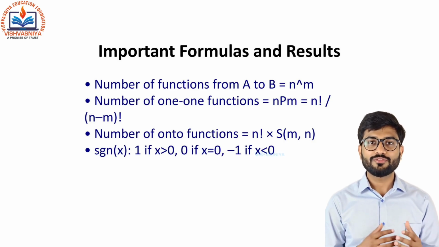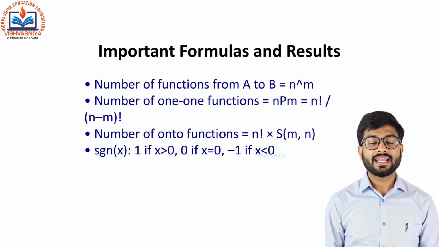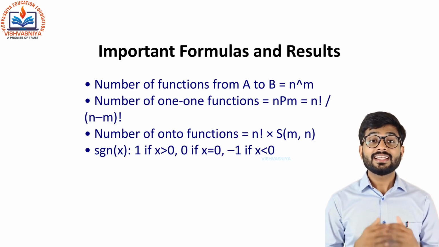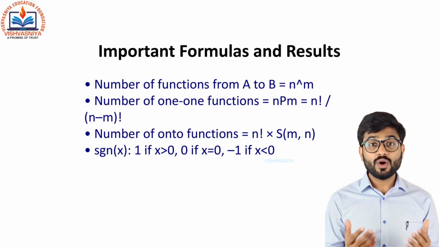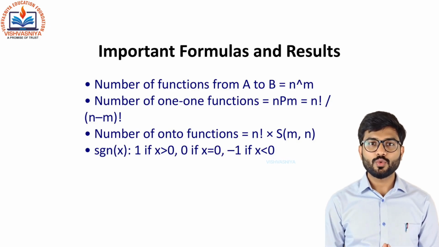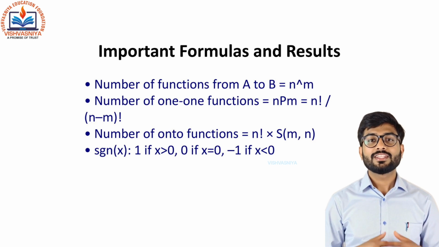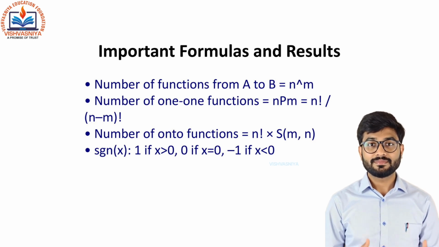Greatest integer of x means the largest integer less than or equal to x. Fractional part of x equals x minus greatest integer of x. Signum of x equals 1 when x is positive, 0 when x is 0, and -1 when x is negative.